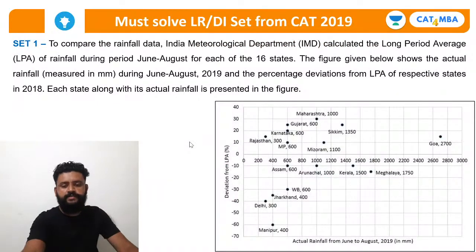So let's begin, guys. Here is the first set, that's about data interpretation.